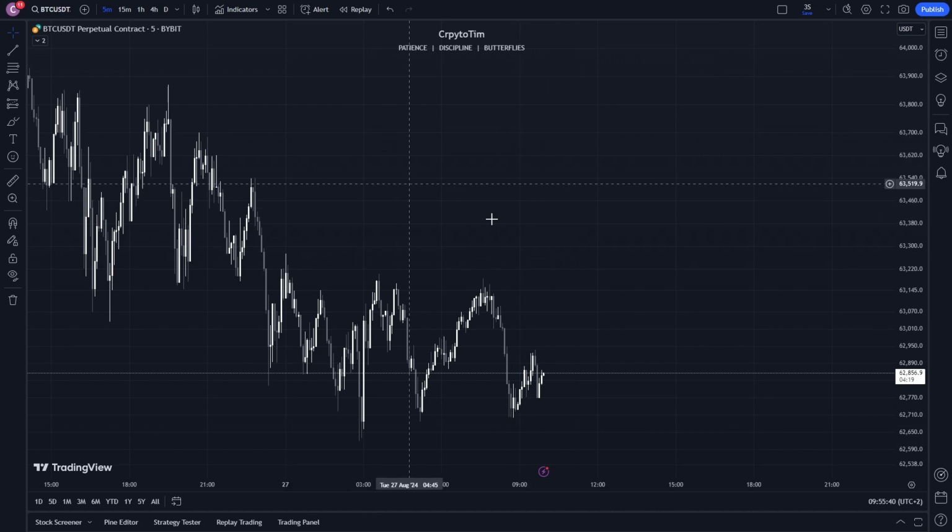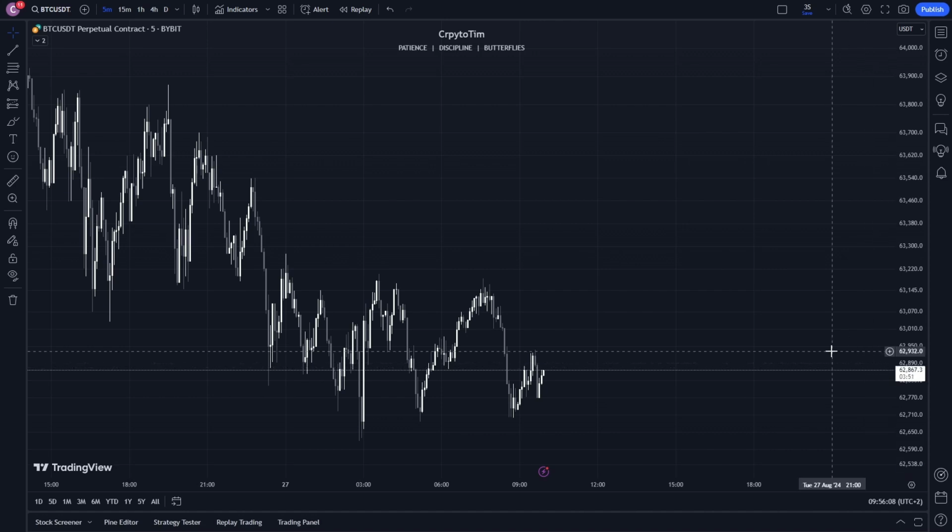First of all, a market is nothing more than an auction between buyers and sellers. So there's people buying the market and people selling. Markets are always a zero-sum game. If you are buying here at 62,870, someone is selling at 62,870. So in order to buy, there needs to be someone to sell.